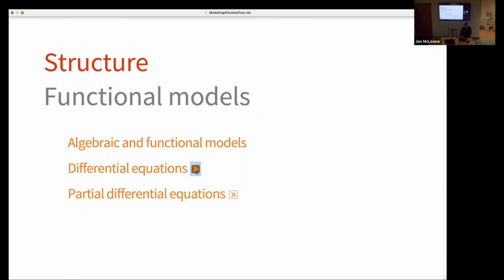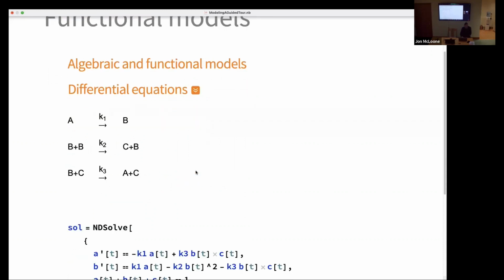There's also more implied versions. So here I'm going to get into a slightly more difficult example. This is a classic chemical kinetics problem where chemical A is being turned into chemical B. B reacts with itself and makes C and B, and C also reacts with B to make back into A plus C. So things are going round and round in a circle according to some rates.